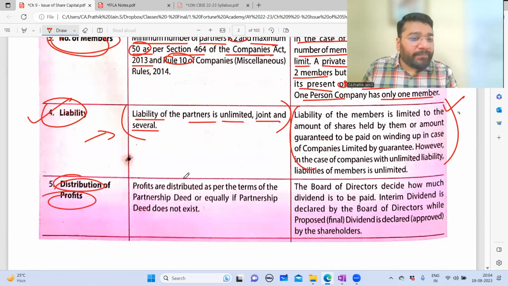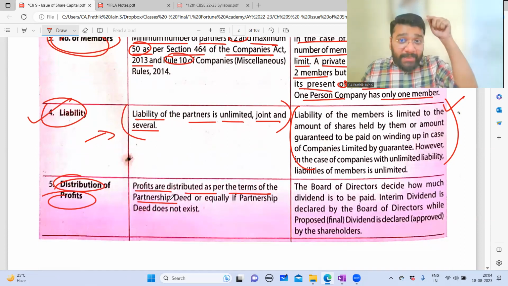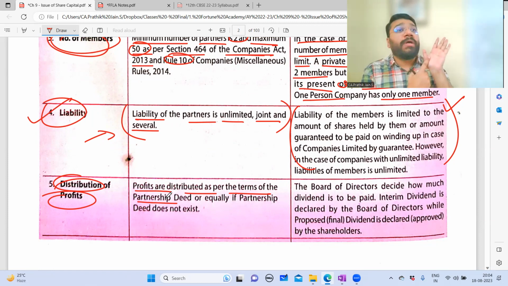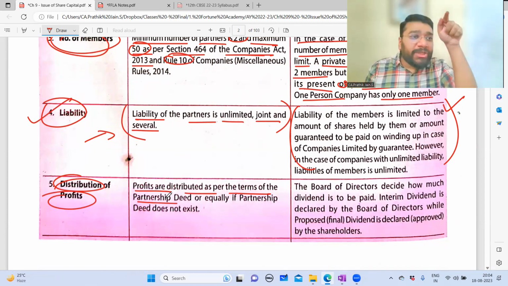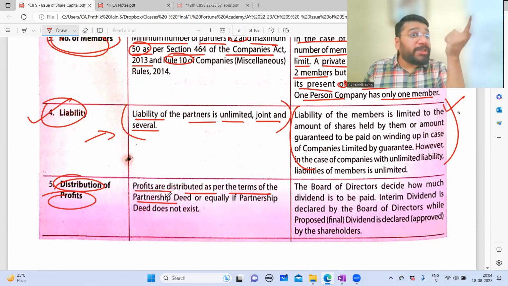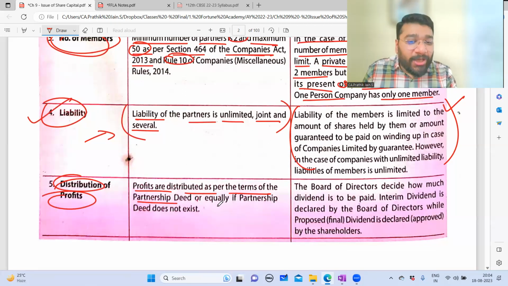Distribution of profit. Profits are distributed as per the terms and conditions of the partnership deed. If the partnership deed is there, in the partnership deed you'll mention that ABCD will share all the profits in the ratio 5:3:2. So in that ratio, you have to distribute the profit. If the partnership deed is silent, then equal. If the partnership deed does not exist, also equal.